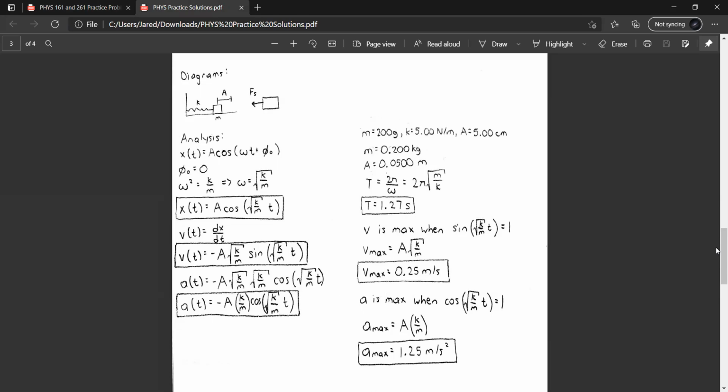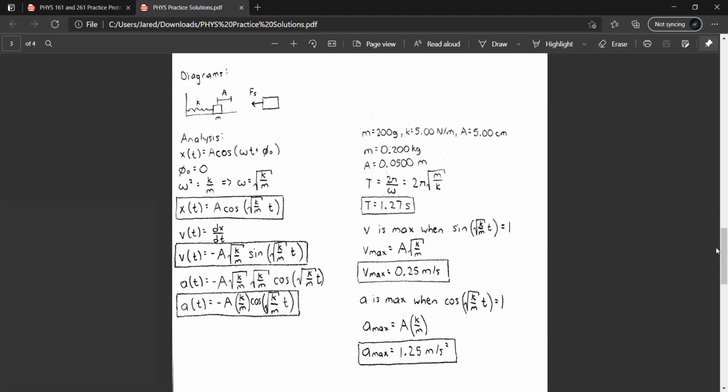So our analysis will start with the equation given to us, that we already know that the position of a block on the spring is x of t is equal to a times cosine of omega t plus phi. And in this scenario, phi is equal to 0 because we don't know of any phase changes. And also, we know that the angular frequency, when it's squared, is equal to k over m. So that means that omega is equal to the square root of k over m. So now that we know all the variables we need, we can say that x of t is equal to a times cosine of the square root of k over m times t.